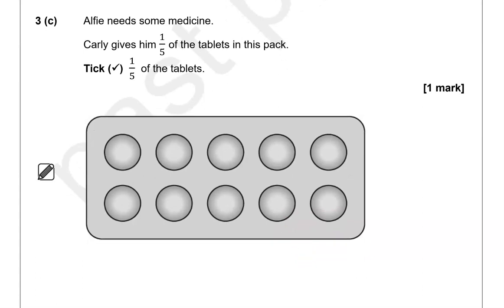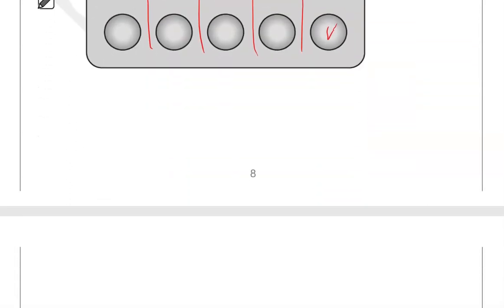Alfie needs some medicine. Kylie gives him 1/5 of the tablets in this pack. Take 1/5 of the tablets. 1/5 means 1 out of 5, so I can see I've got 5 columns. I can pick any of the 5, so that's 2 tablets. Any 2 would be fine.